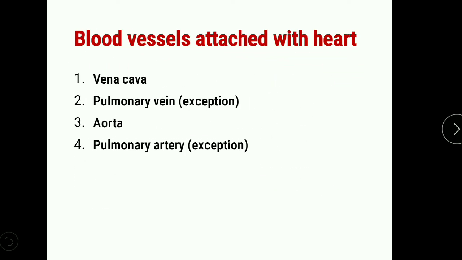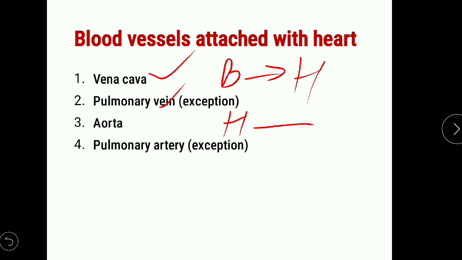So let us sum up. The blood vessels attached with the heart are 4. Vena cava carries deoxygenated blood from the body to the heart. Pulmonary vein is the exception which carries the oxygenated blood. Aorta is the artery which carries oxygenated blood from the heart to the body. And pulmonary artery is again an exception which carries the deoxygenated blood.